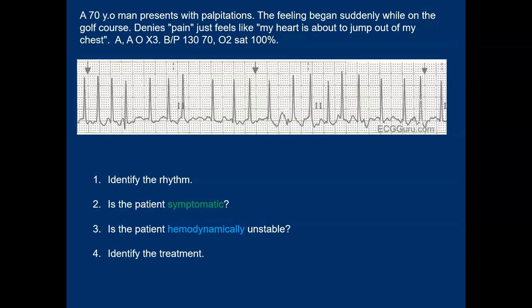A 70-year-old man presents with palpitations. The feeling began suddenly while on the golf course. He denies any pain, feels like his heart is about to jump out of his chest, which is truly the definition of palpitations. He's awake, alert, and oriented. BP is 130/70. O2 sat is 100%.